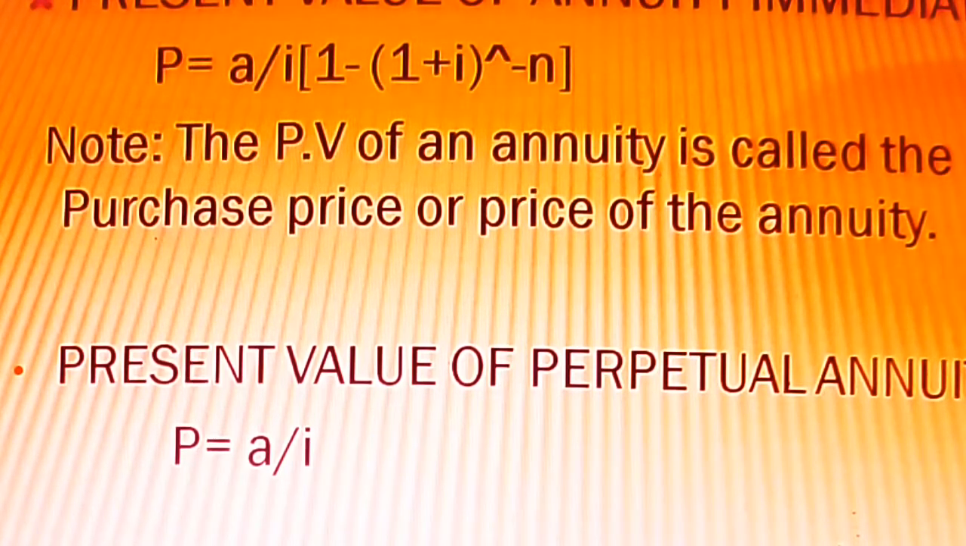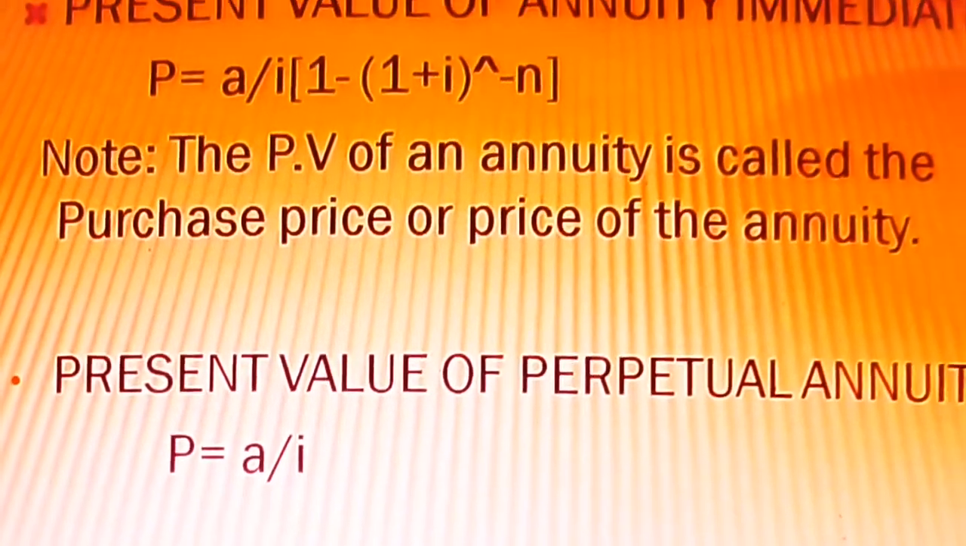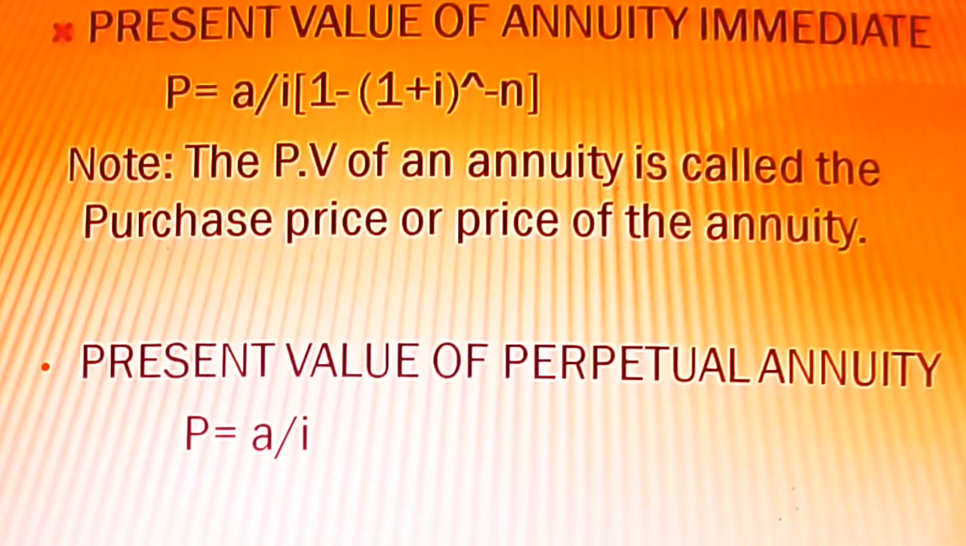What is annuity immediate? Annuity immediate is where the payment is made towards the end of each payment period. That is your annuity immediate.